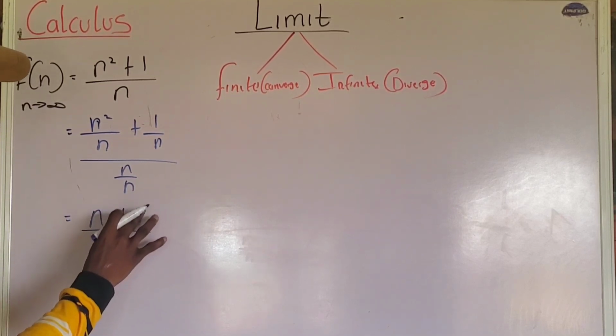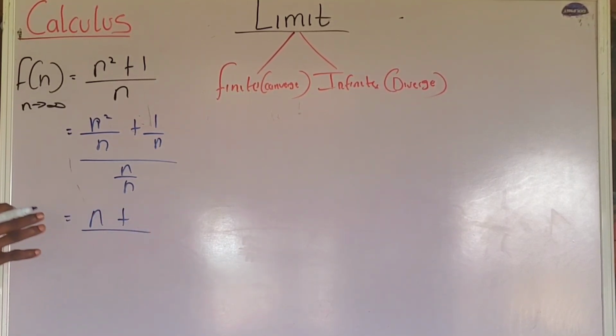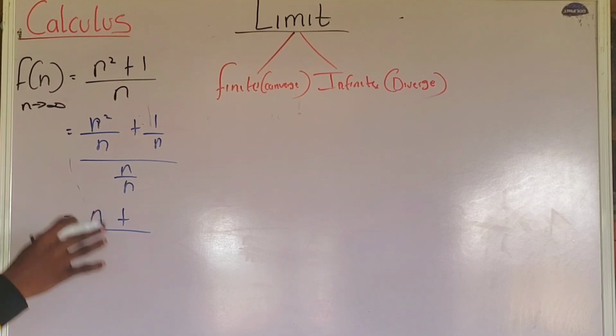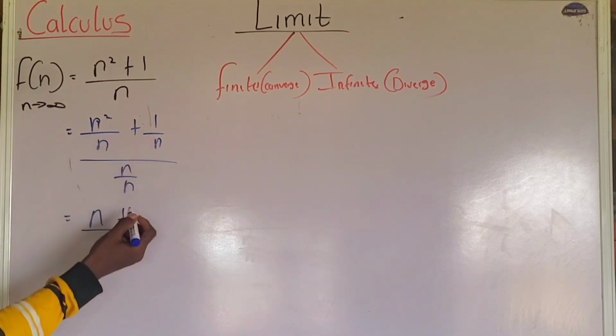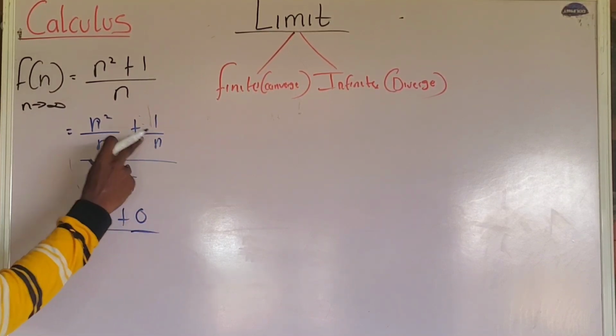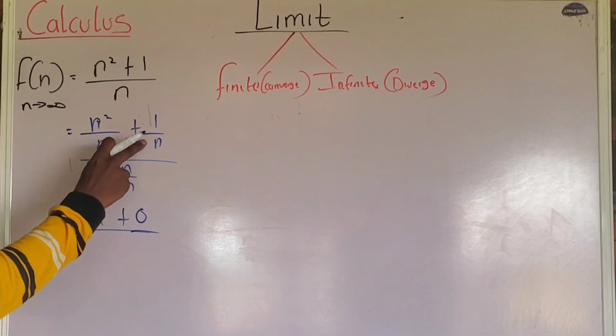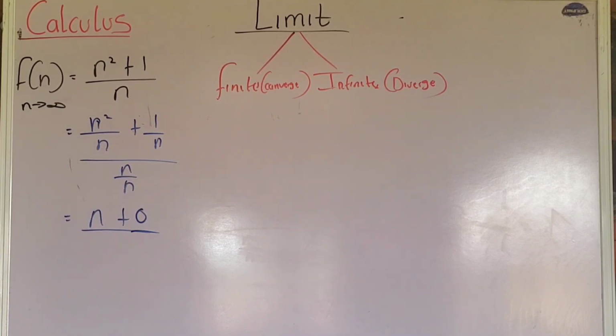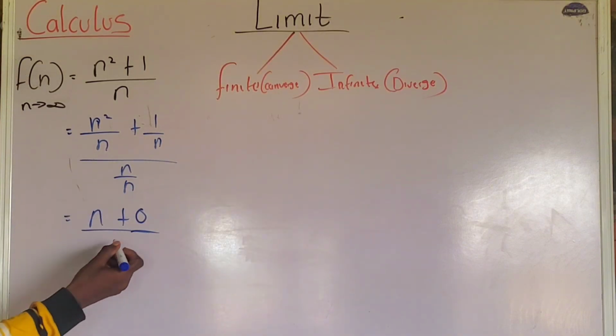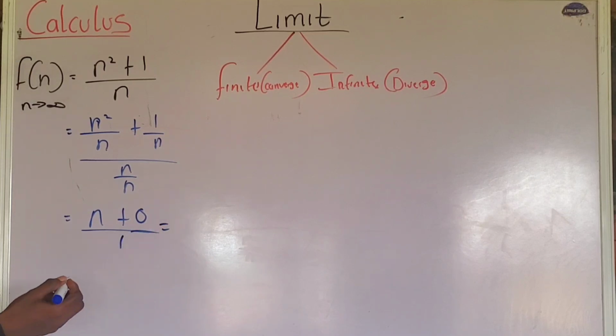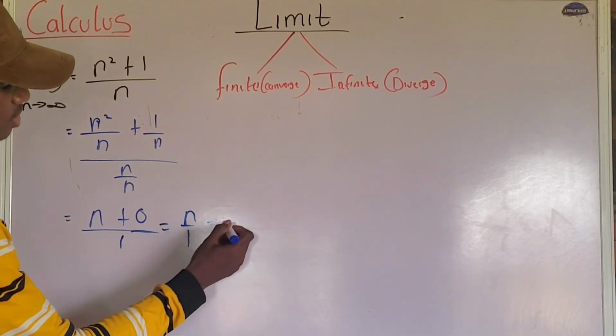So for this we're going to have n plus 1 over n. Remember that when we take the limit of 1 over n, it is 0, from the previous example that I showed you. So n plus 0 all over n over n, which is 1. So n plus 0 is n, and n over 1 is also the same as n.